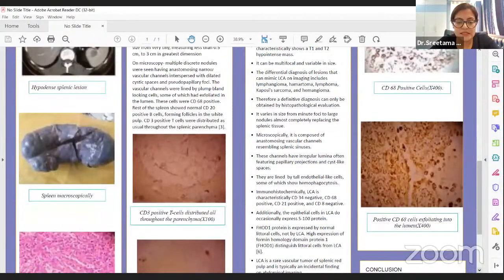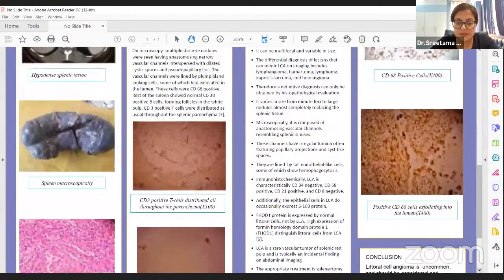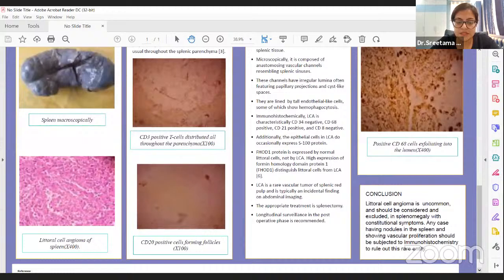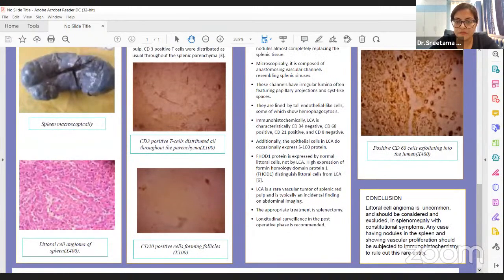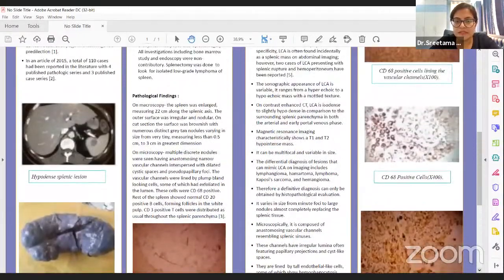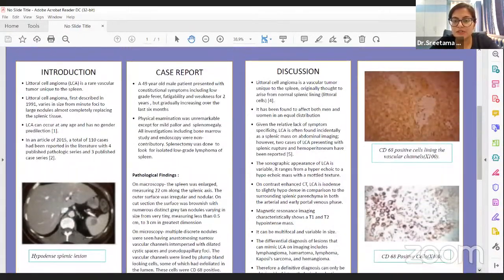In the figure, we can see CD3 positive T cells distributed throughout the parenchyma, and in the next image, there are CD20 positive B cells forming follicles. Next, coming to the discussion, lateral cell angioma is a vascular tumor unique to the spleen, originally thought to arise from normal splenic lining lateral cells. It affects both men and women equally. Given the relative lack of symptom specificity, LCA is often found incidentally as a splenic mass on abdominal imaging.